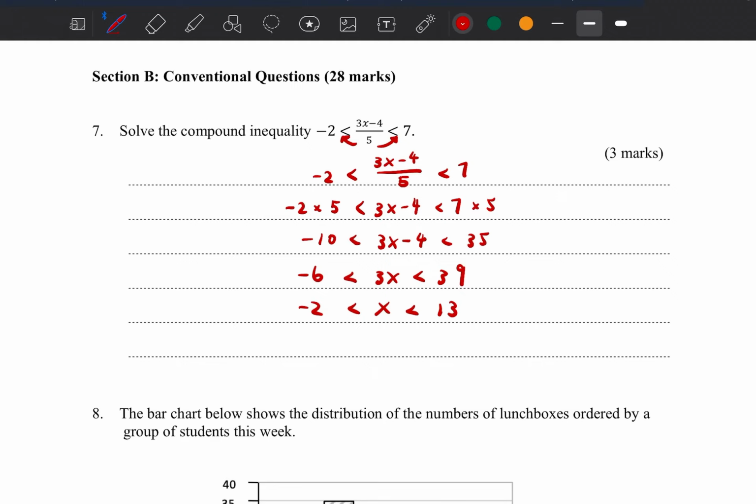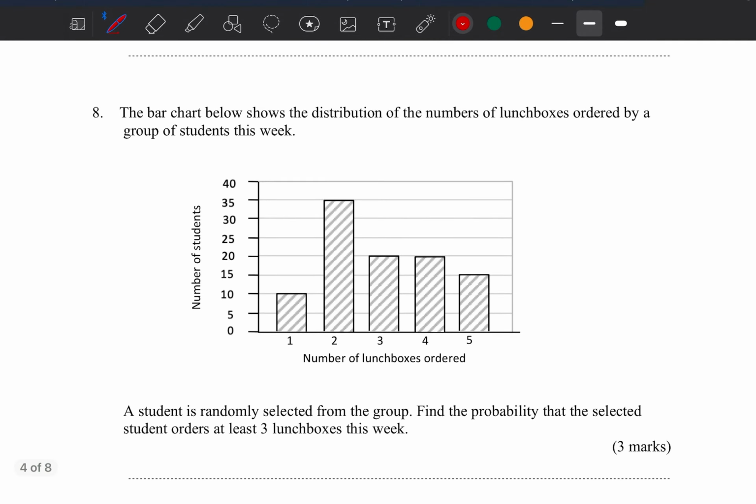Okay, so compound inequality is easy. All you have to do is make sure you do the same thing for both sides.